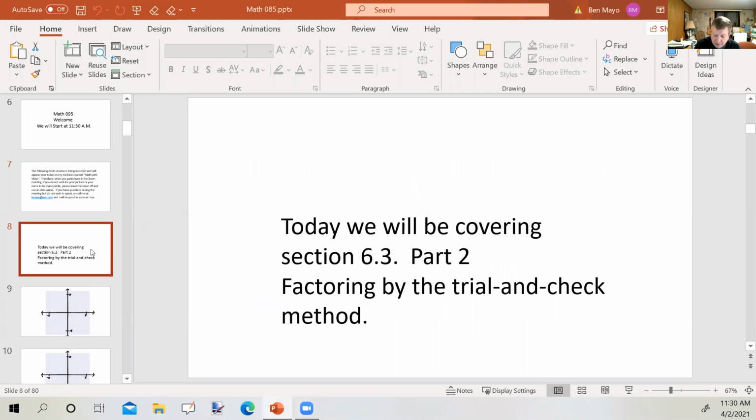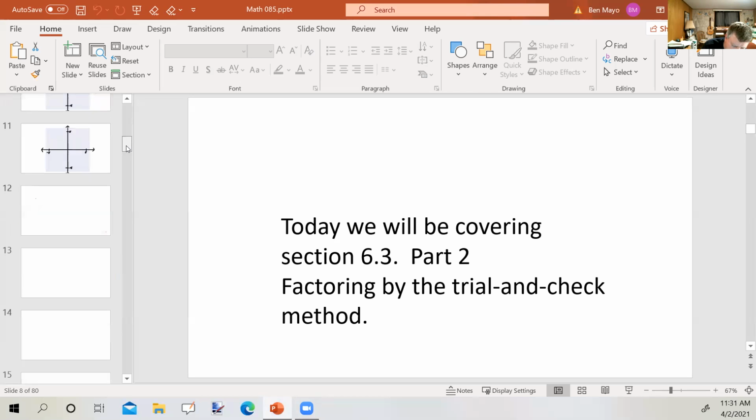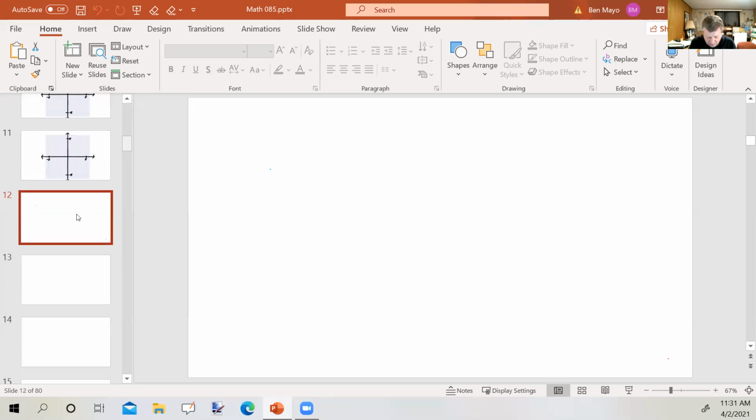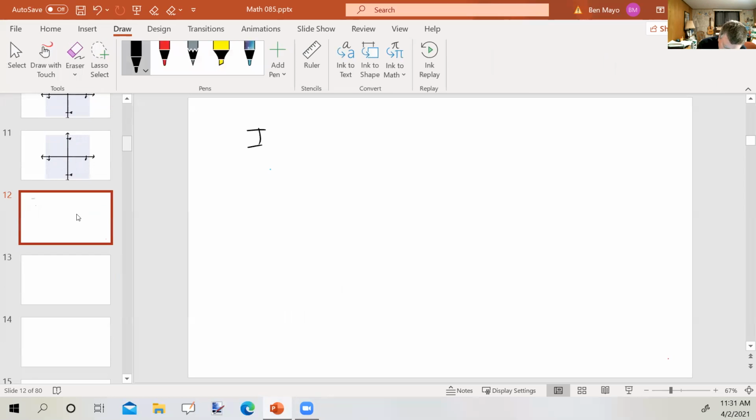All right, so today we're going to look at section 6.3 again, but instead of using the factoring by grouping method that we discussed yesterday, we'll use a method called trial and check. This book calls it trial and check. I've heard it called guess and check. I've heard it called the FOIL method, all these different methods, but it's basically describing the same thing that we're going to look at.